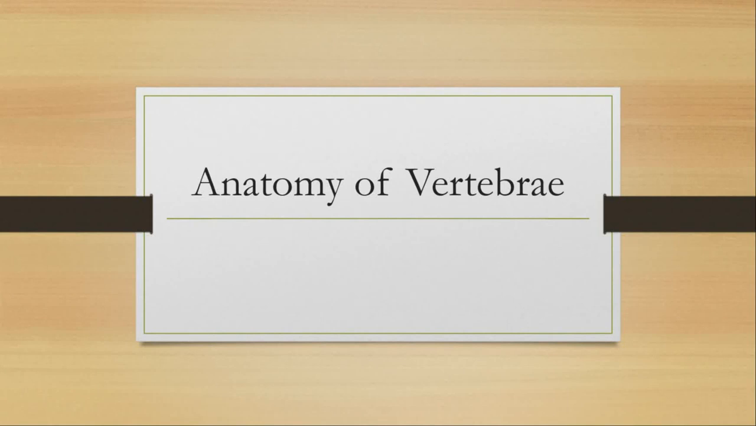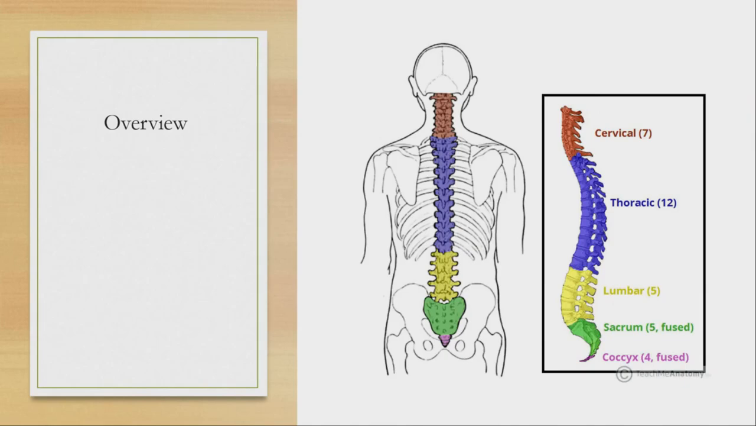In this video I'm going to explain the anatomy of the vertebrae. Overall there's 5 regions of the vertebral column. There's the cervical region, which is C1 to C7, and that's located in the neck. The thoracic region, which is T1 to T12, which is located in the chest area. The lumbar region, which is located in the lower back and goes from L1 to L5.